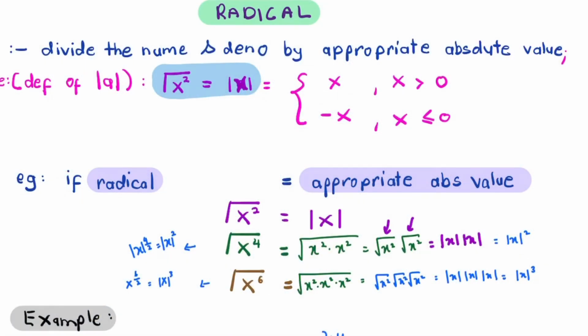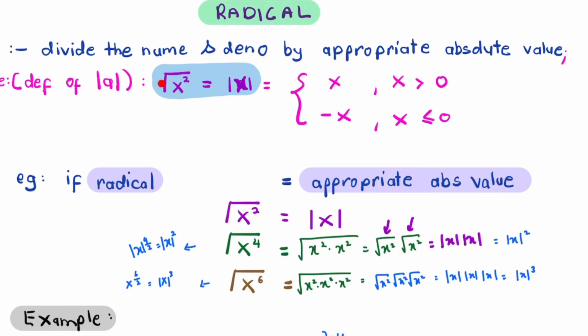Case where we have a radical. If you want to take a limit at infinity for a function that contains a radical, we need to divide both numerator and denominator with the appropriate absolute value. So what is an appropriate absolute value? You must take the highest value inside the radical.